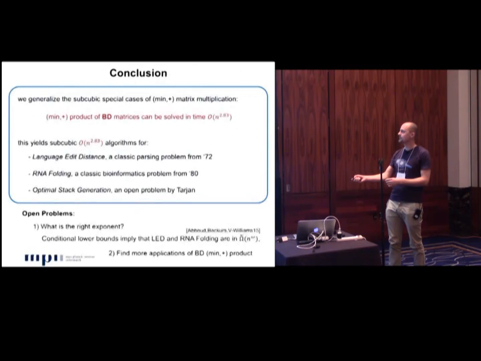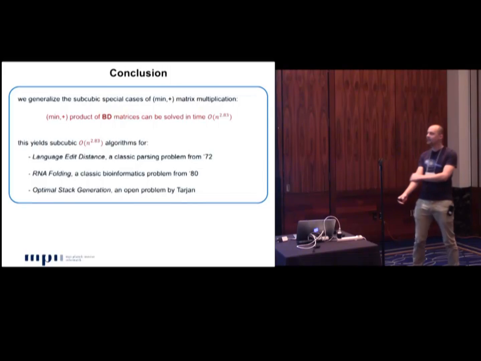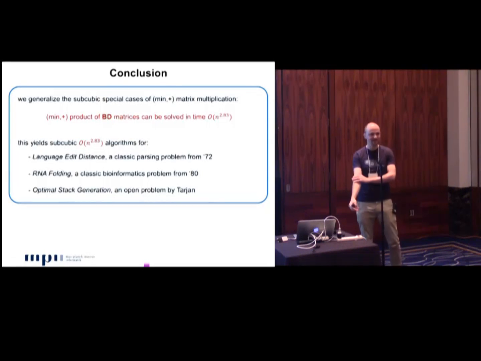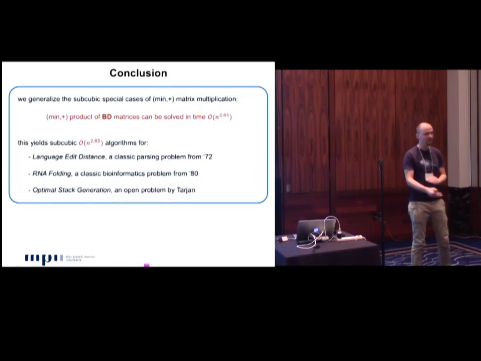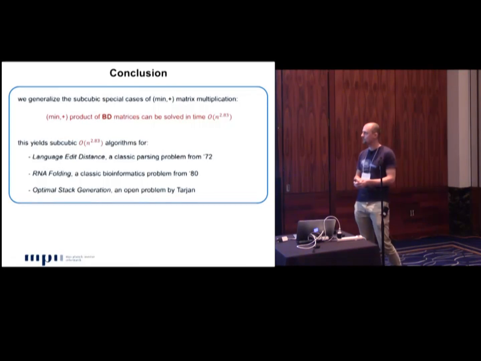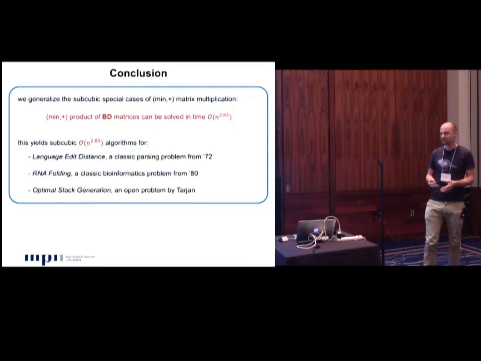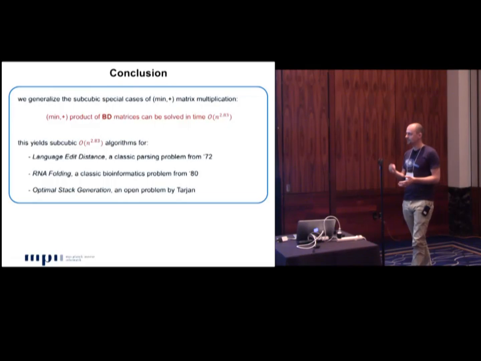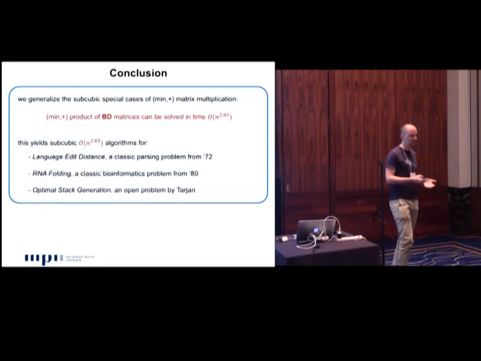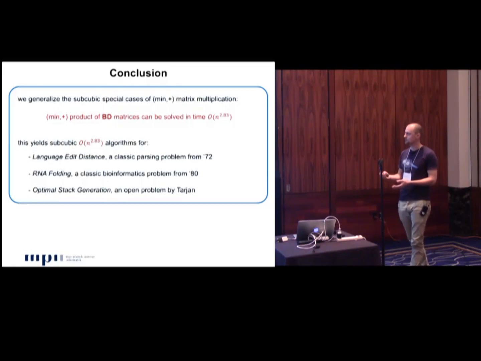Okay. Now let me conclude. So we looked at this special case of min-plus multiplication where both matrices have bounded differences, and gave the first truly subcubic algorithm for that. And this gives truly subcubic algorithms for very nice applications, namely language edit distance, which is a classic parsing problem, and RNA folding, which is a classic bioinformatics problem, and an open problem by Tarjan, optimal stack generation.